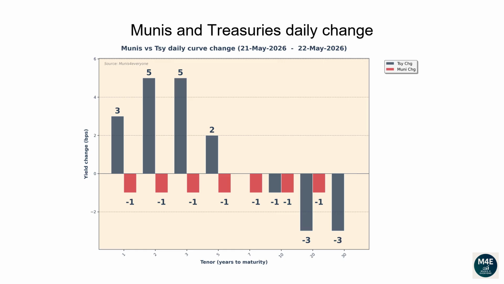Munis and Treasuries daily change. This graph shows how both munis and Treasury yield curves have changed versus the prior business date. They usually tend to move in the same direction, even though it's not uncommon to see days during which they move in opposite directions. In general, daily changes between -2 and +2 basis points are quite common. Daily yield changes greater than 5 basis points indicate days with a high level of volatility.